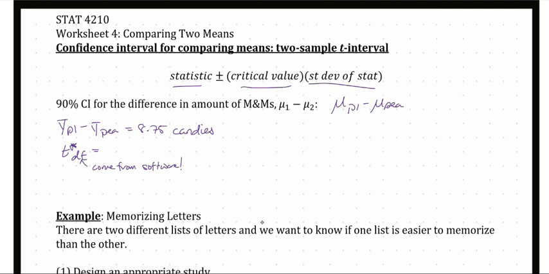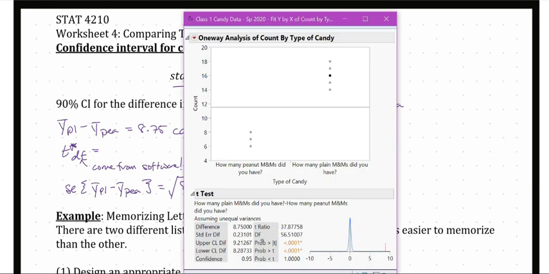The standard deviation of the statistic, as we always do with a t-test or with a t-distribution, is going to be the same as we saw for the t-test. So the standard error for y bar plain minus y bar peanut is that same thing, which is the square root of s plain squared over n plain plus s peanut squared over n peanut. In this case, it's already worked out for us in JMP. The standard error of the difference is 0.23101.